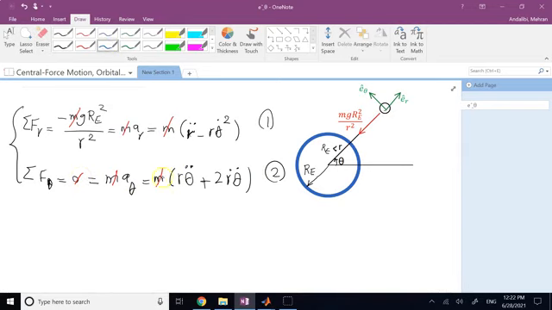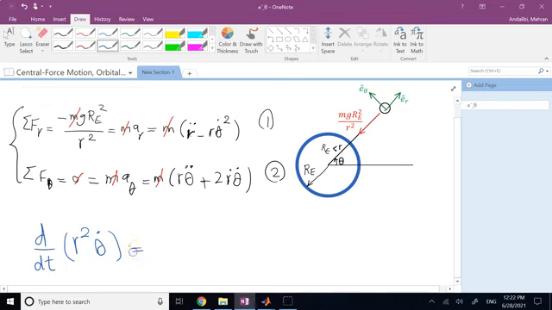And so what can we do? How can we manipulate 2 to get a simpler form than this one? Well, what you can do here is take the time derivative of this term, r squared theta dot. If you do that, what would you get?